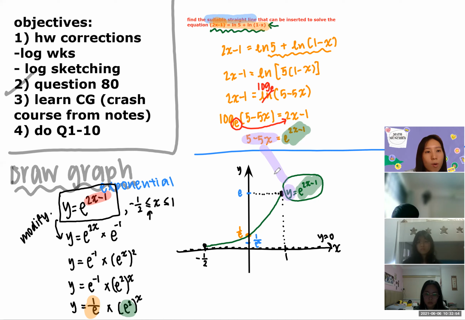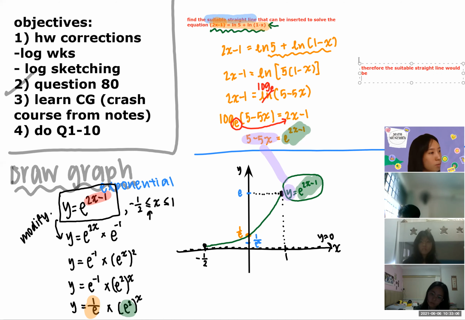Yes. So therefore, what is the line that I need to draw? Therefore, the suitable straight line would be y equal to 5 minus 5x. The end. Finish. Okay, because they only ask you to find the line. They never ask you to draw the line and find the solution or the intersection point. So that's all. The end for question number 80.